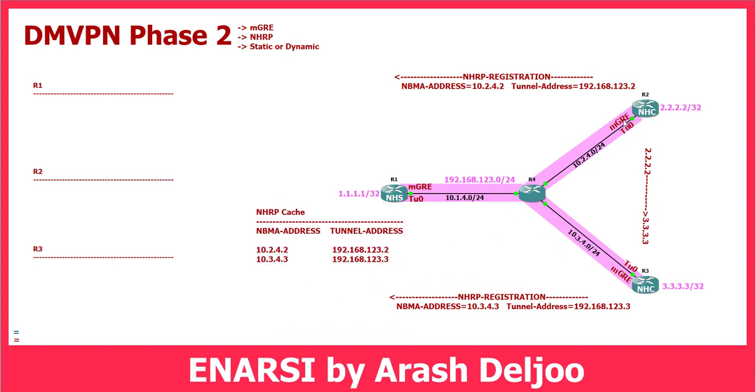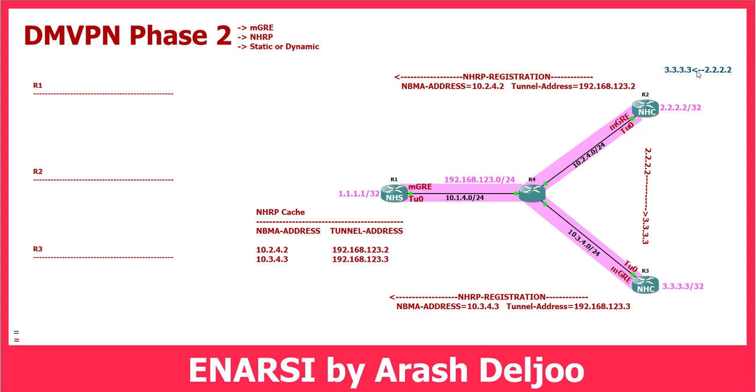Okay, now what is happening? You know that here we have an mGRE tunnel. Assume that we are receiving traffic with the source of quad 2 and the destination of quad 3 inside router 2. Let me show you. Here is the real data. The destination is quad 3 and the source is quad 2.